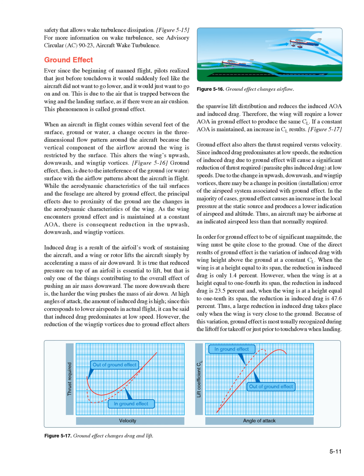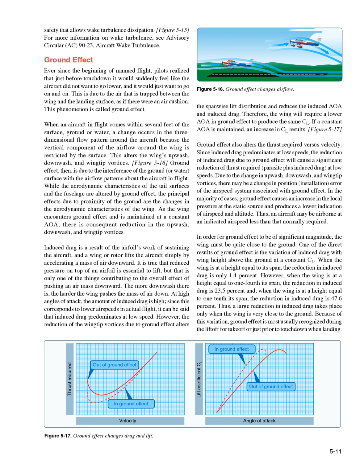ground or water, a change occurs in the three-dimensional flow pattern around the aircraft because the vertical component of the airflow around the wing is restricted by the surface. This alters the wing's upwash, downwash, and wingtip vortices. Figure 5-16. Ground effect, then, is due to the interference of the ground, or water, surface with the airflow patterns about the aircraft in flight. While the aerodynamic characteristics of the tail surfaces and the fuselage are altered by ground effect, the principal effects due to proximity of the ground are the changes in the aerodynamic characteristics of the wing.